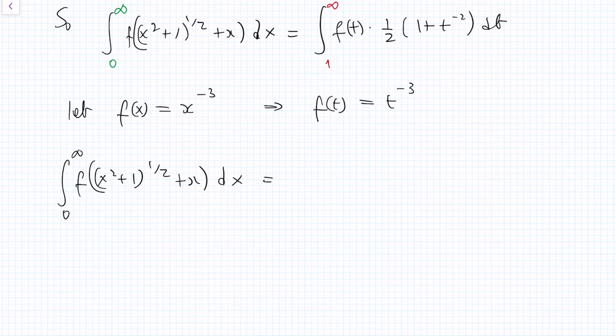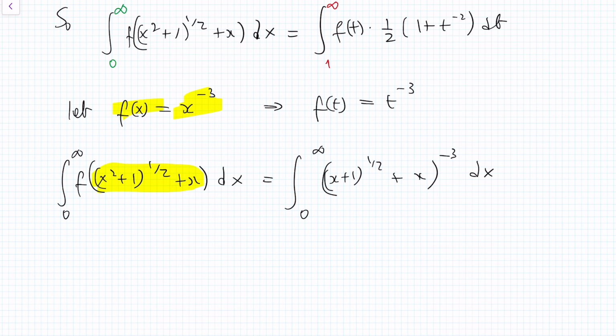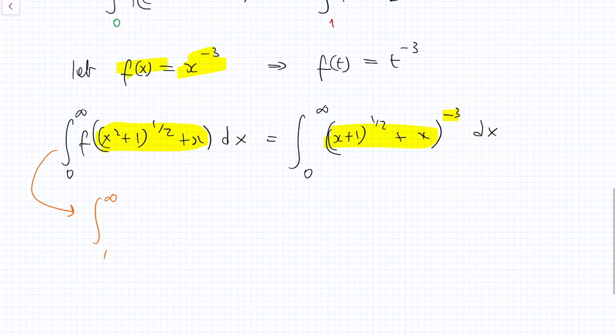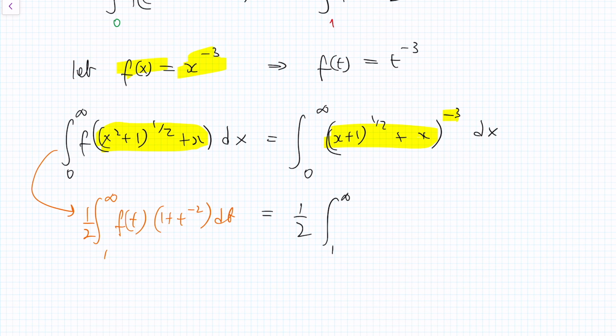And integrating f of ((x squared plus 1) to the half plus x) dx from 0 to infinity is the same as integrating from 0 to infinity ((x squared plus 1) to the half plus x) to the minus 3 dx. I just used the definition of that. So what this is saying is that if you plug in x, it's just going to raise to the power of minus 3. But remember, we've shown in the first part that this is the same as the integral from 1 to infinity of f of t, with 1 over 2, (1 plus t to the minus 2) dt. So for this given function, we have f of t to be t to the minus 3, and (1 plus t to the minus 2) dt.